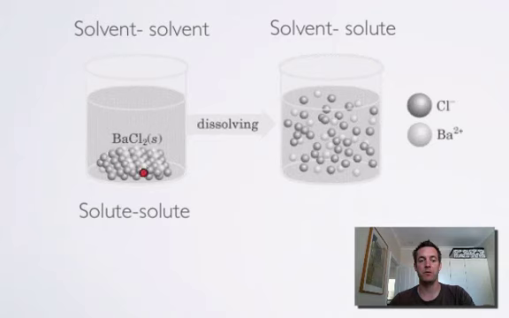Before something dissolves, here we've got some barium chloride, which is in a solid state in a beaker of water, presumably. There are solvent-solvent forces, that is forces between the solvent molecules, that are going to have to be broken to get the solute particles in between them. And there's also solute-solute forces, which are going to have to be broken by the solvent in order to split this solute up. By the time we've formed our solution, we've got solvent-solute forces, that is forces between the solvent and the solute. So we're replacing these forces with these ones.